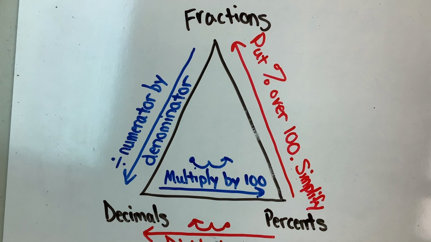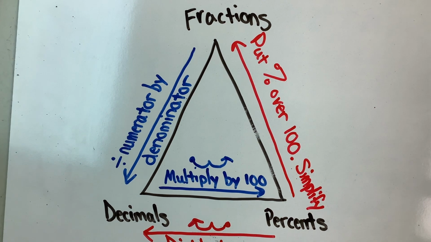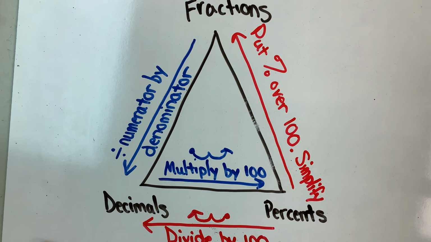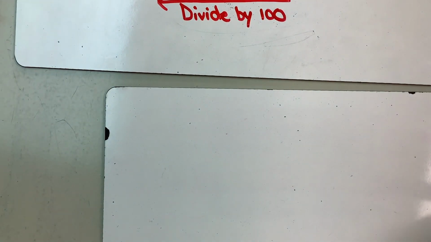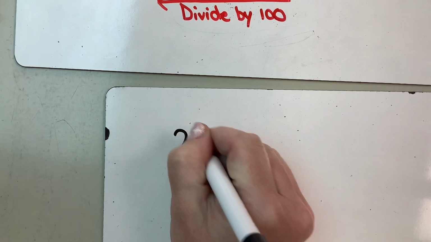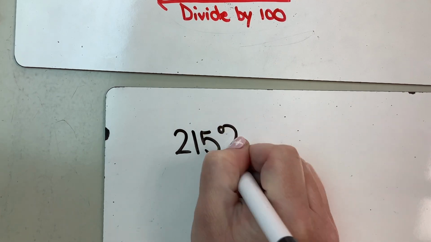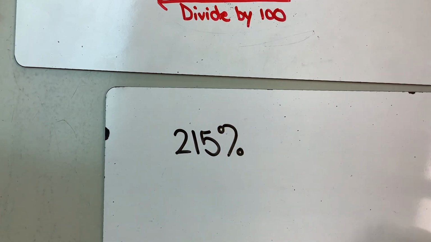Now, some of these percents and decimals and fractions work very easily as the ones we were just looking at, but there are a few that can be a problem, because sometimes we have percents that are greater than 100. So if we were to take the problem 215%, okay?